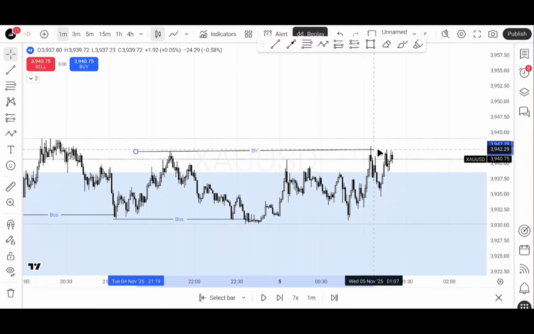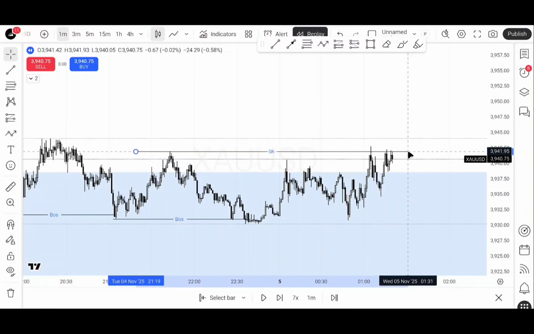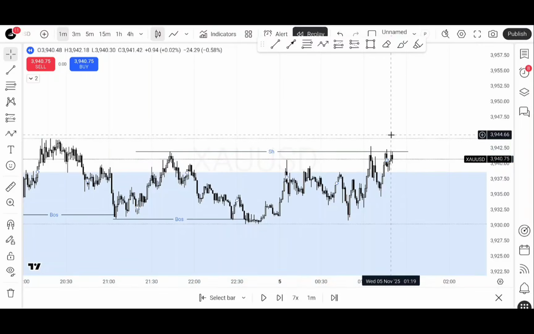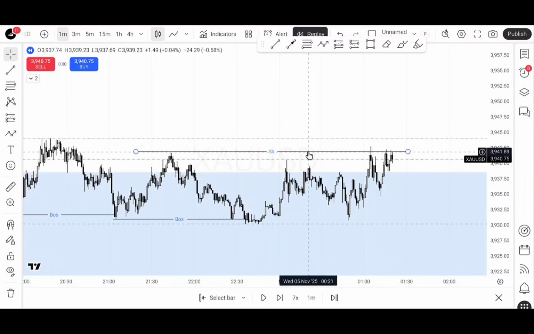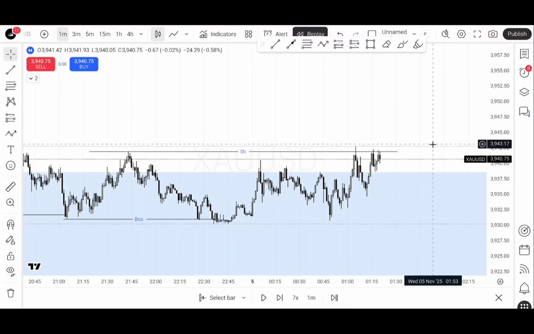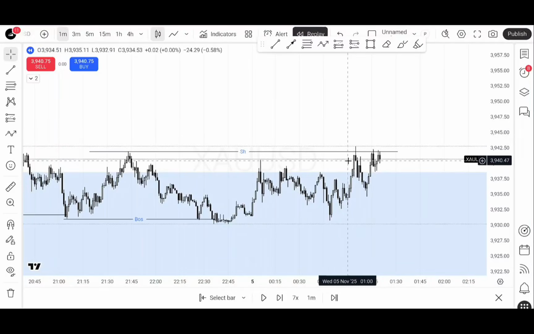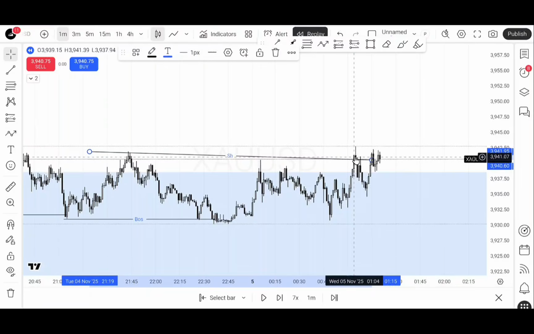Okay, let's extend this. I also want you to notice something. All this reaction from our swing high is actually liquidity. For a break of structure or a change of character to be valid, it has to occur with the body of the candle. If it occurs with the body of the candle like this, we can consider it a change of character.